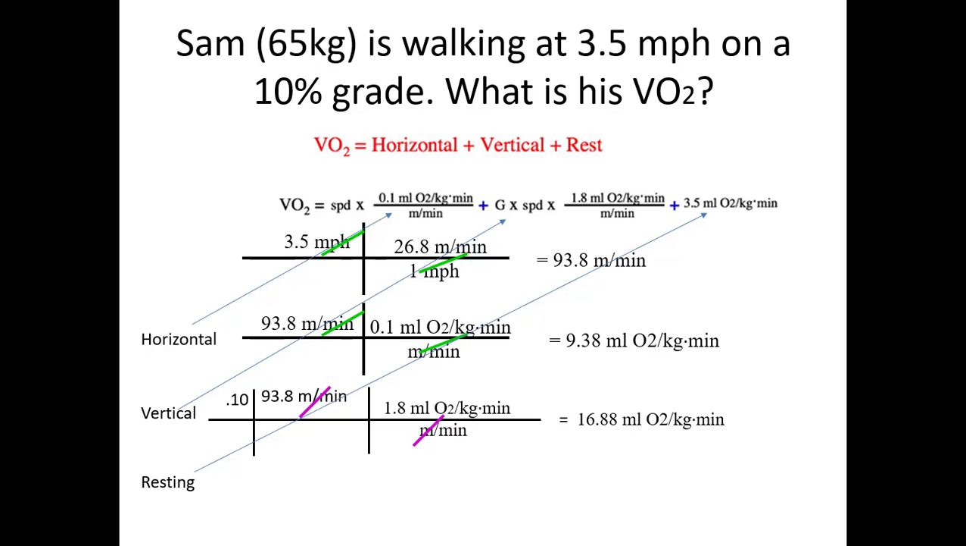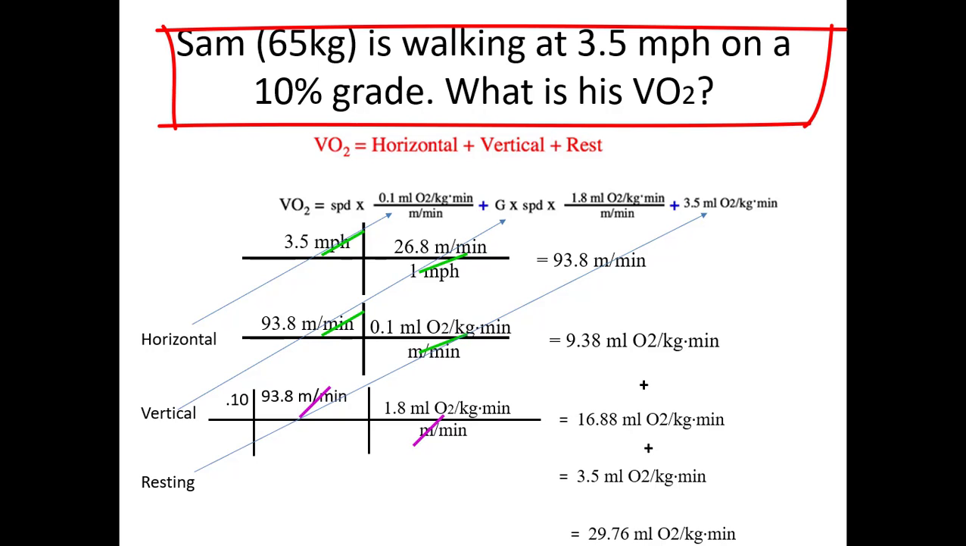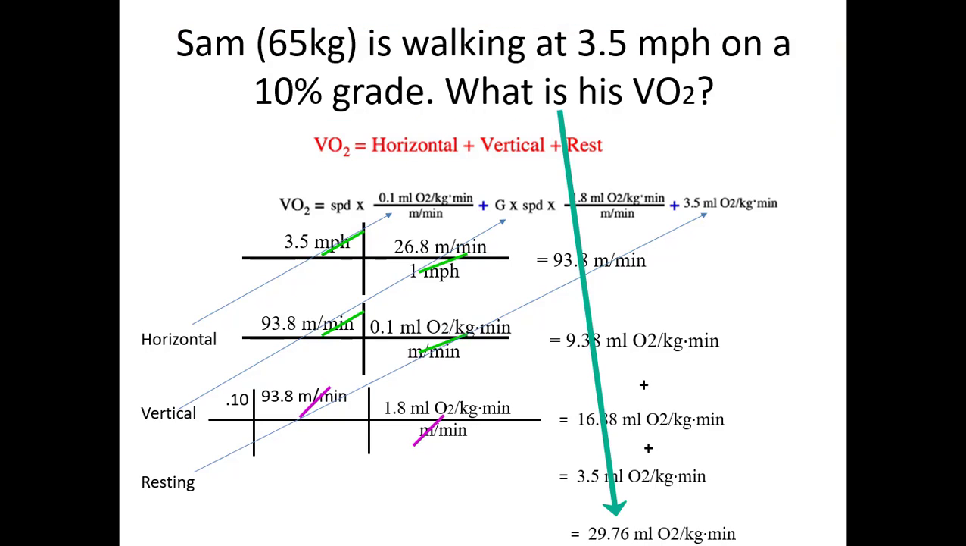And the last one, 3.5, that is resting. We always consume 3.5 milliliters of oxygen, even at rest. So we need to add this number. Adding all of them equals 29.76 milliliters per kilogram per minute. So using the ACSM metabolic equation, especially this walking equation, we can calculate oxygen consumption. So Sam is walking at 3.5 miles per hour on a 10% grade. At that time, his VO2 is 29.76 milliliters per kilogram per minute. Does it make sense, class?